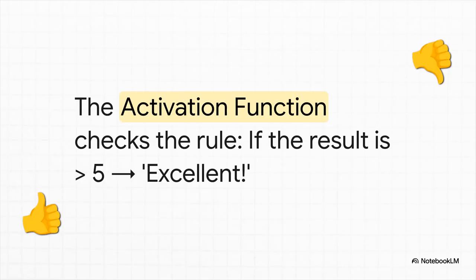But hold on, what does 8.1 actually mean? Right now, it's just a number. It doesn't become a thought until our neuron makes a decision about it. And this is where our activation function kicks in. We've set a very simple rule for it. If the final number is greater than 5, then the output should be excellent.